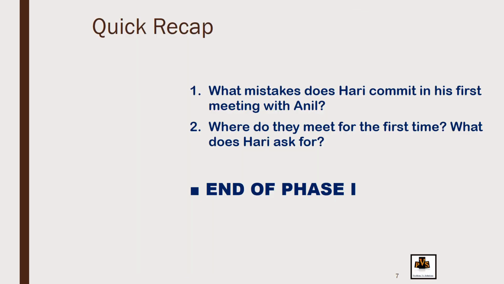Children, here's a quick recap of what all you've done till now. I'm going to end the first phase of this entire module over here. Two questions for you. What mistakes does Hari commit in his first meeting with Anil? And where do they meet for the first time? What does Hari ask for? Let's meet again in the second phase where we continue reading the chapter and we proceed.